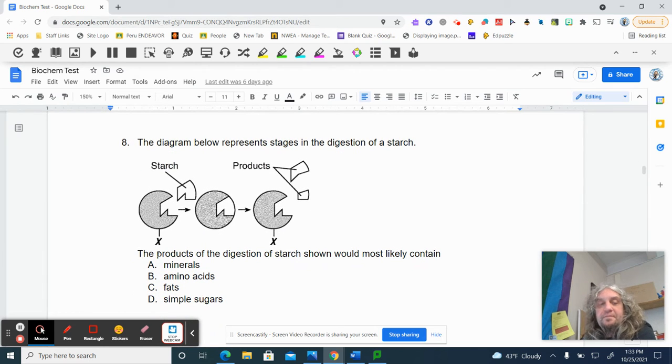Question 8. The diagram below represents the stages in the digestion of a starch. The products of digestion of starch shown would most likely contain A, minerals, B, amino acids, C, fats, D, simple sugars.